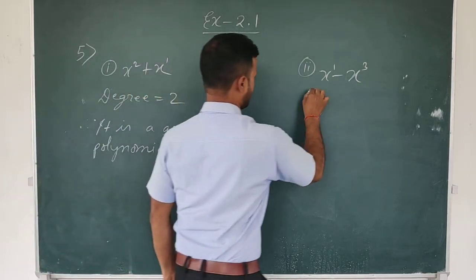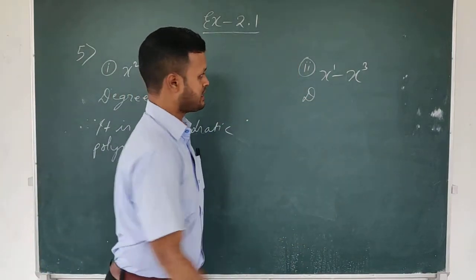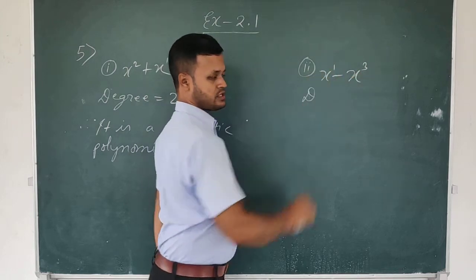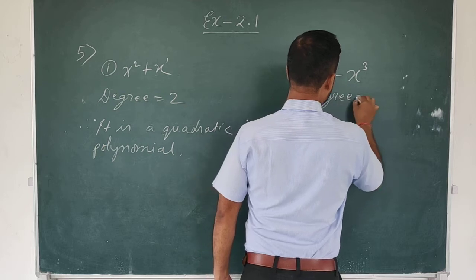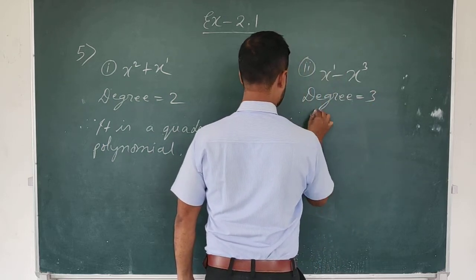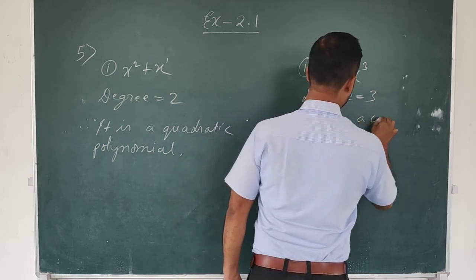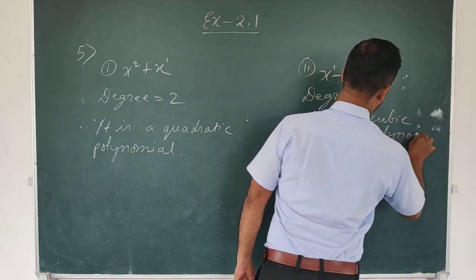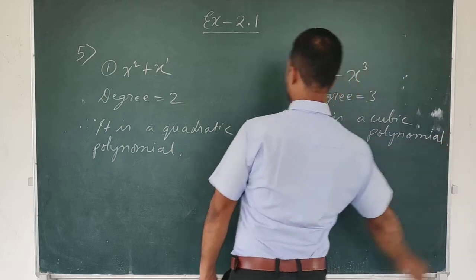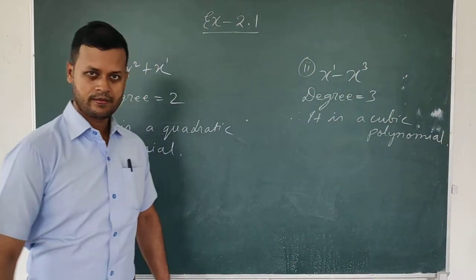And here, what is the highest power, students? Here power is 3, here power is 1. So what is the highest power? 3. So degree is equal to 3. Therefore it is a cubic polynomial.